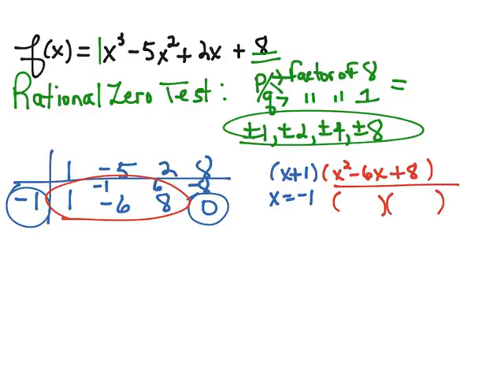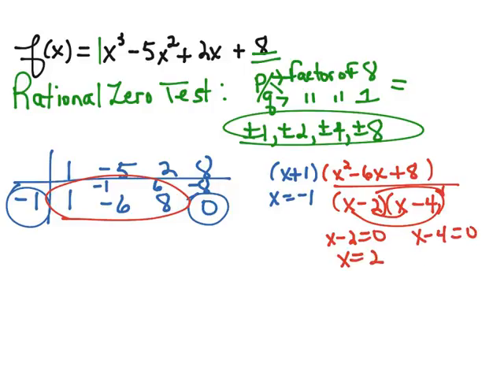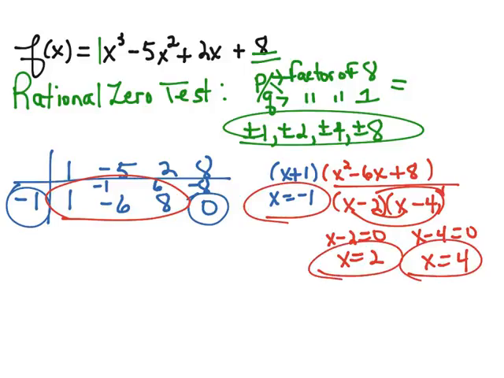So this factors into x minus 2 times x minus 4. That will give us x squared, negative 4x plus negative 2x is negative 6x, and negative 2 times negative 4 is 8. So that does indeed factor. And so if we set x minus 2 equal to 0, we get x is 2. Set x minus 4 equal to 0, we get x is 4. So the zeros of this polynomial are x equals negative 1, x equals 2, x equals 4.